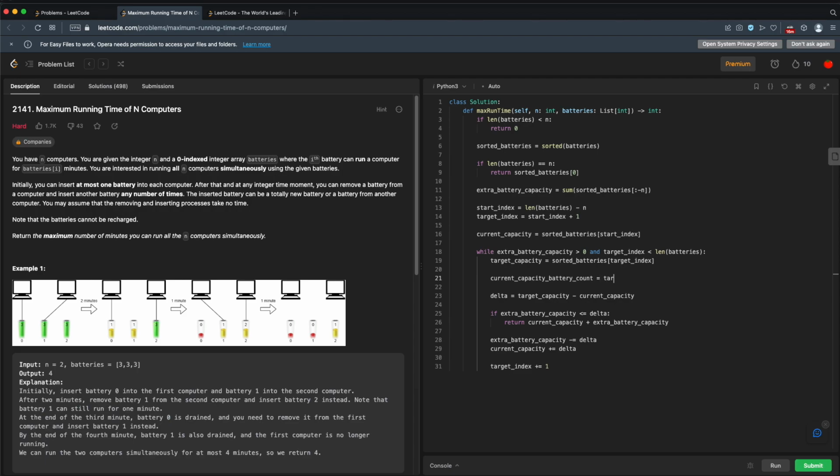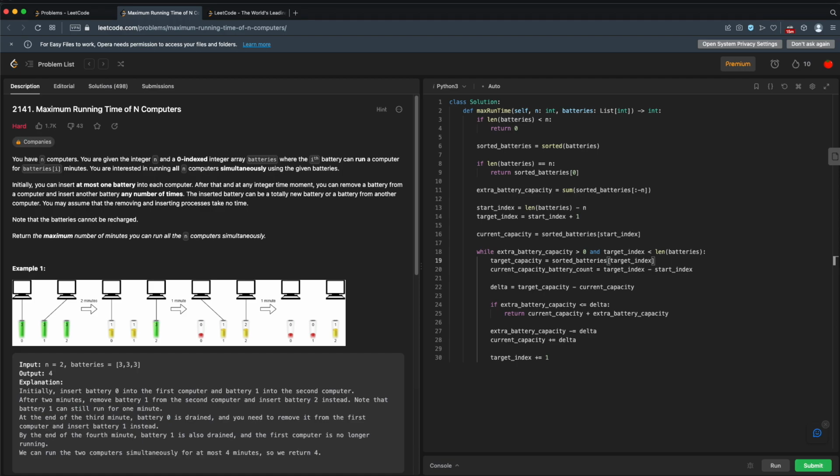And that's just our target index minus our start index. So now we're trying to raise that many batteries up to this target. So we have our target capacity, and then we have the number of batteries that we're trying to raise to that capacity. And that's just our target index minus basically how many batteries came before this target index. So that's the target index minus the start index.